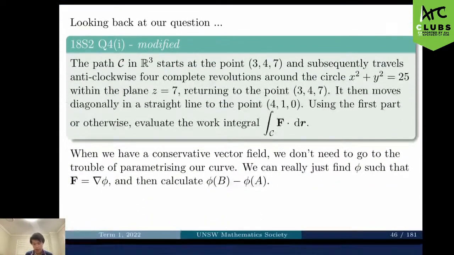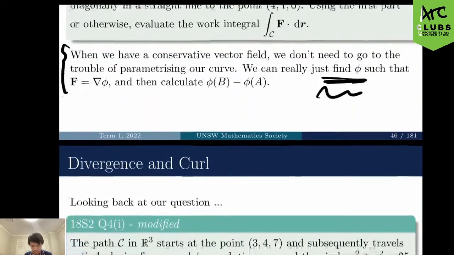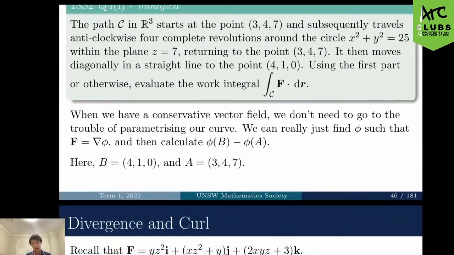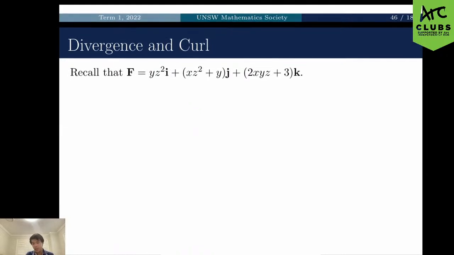And how do we? Yeah, exactly. So when we have a conservative vector field, we don't need to go to the trouble of parameterizing it. Really the emphasis is just finding this phi. Cool. And here as well, think about what the start and the end point is. It starts over here, (3, 4, 7), and it ends at (4, 1, 0). Cool. Okay, but it's not actually super simple to calculate phi.